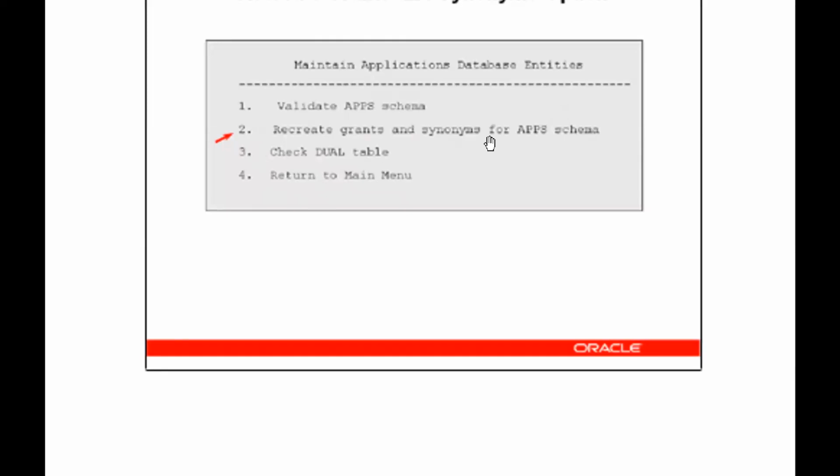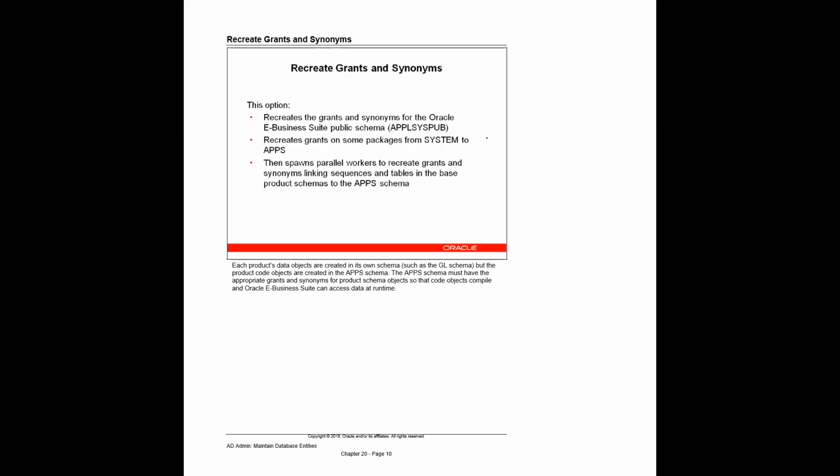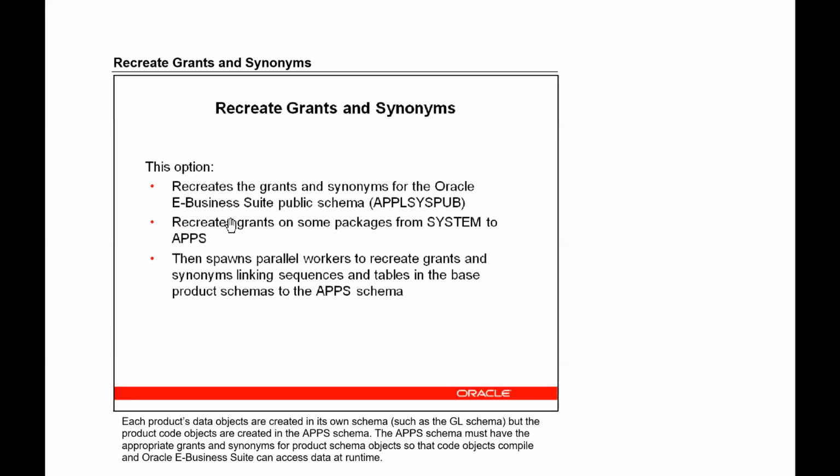Then you run the recreate grants and synonyms, right? So what it does is it recreates the grants and synonyms for the Oracle E-Business public schema, recreates grants on some packages from system to apps, then spawns parallel workers to recreate grants and synonyms. So all of this activity it does for you.